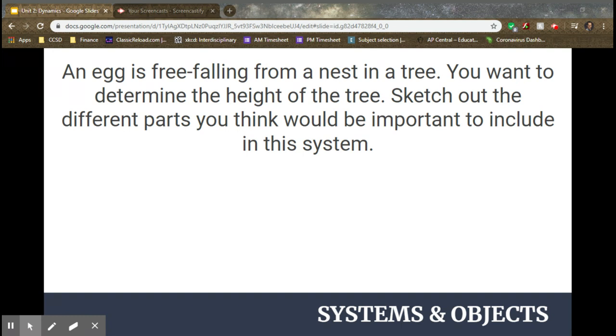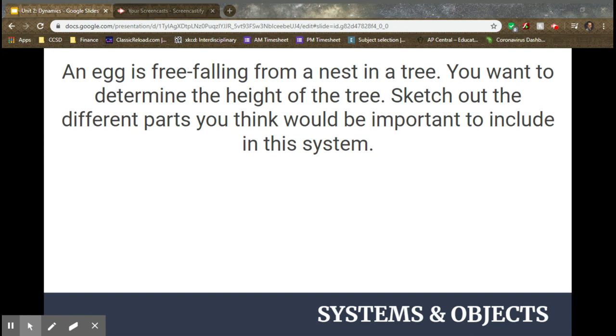So in this situation, we definitely would want to treat the egg as an object. We don't care about the internal structure of the egg. It has no bearing on what we're trying to figure out. Our system would probably include the egg and the ground and the tree.